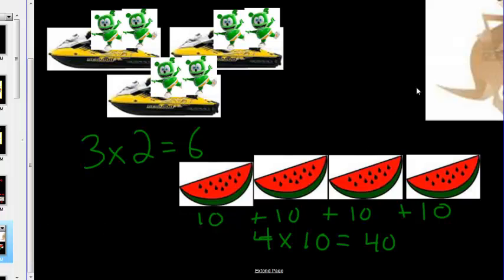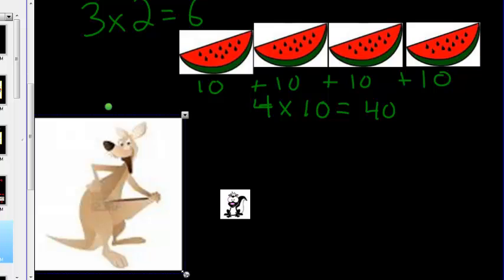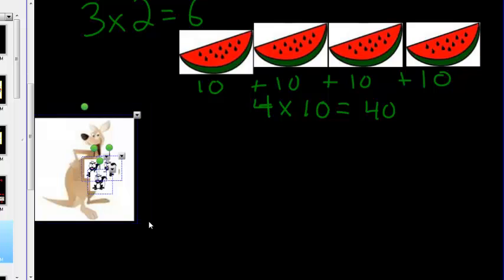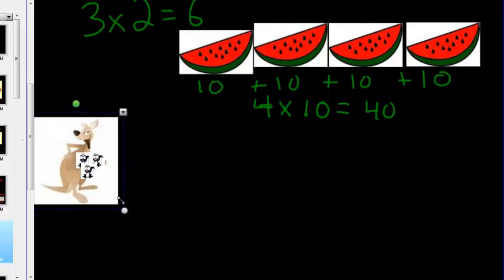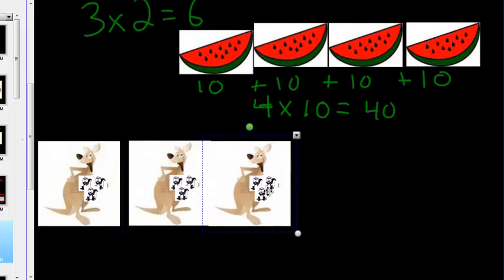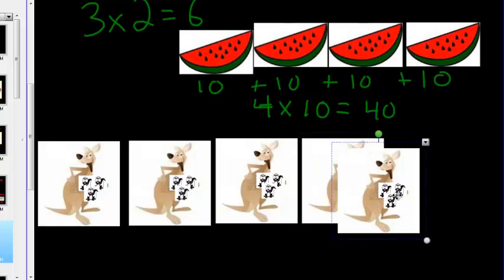Let's do one more. Let's use that kangaroo here. So say we have this kangaroo, and this kangaroo, of course they hold baby kangaroos, but let's say for this example they hold skunks. A bunch of skunks decided to hang out with the kangaroo. So let's say we have 3 skunks. Yeah, let's do 3 skunks. And let's shrink him down a little bit. Let's put another one beside him, and another one. How about one more? Yeah, let's do one more.